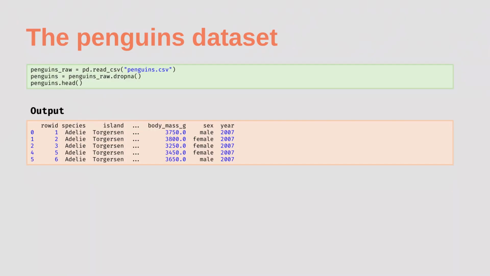Let's bring in the penguins dataset using the pandas read CSV function. We clean up the data by removing any NAs that might interfere with plotting. The dataset contains information about 3 different species of penguins, which we'll be using to create visualizations. By the way, all these data are linked in the description below.